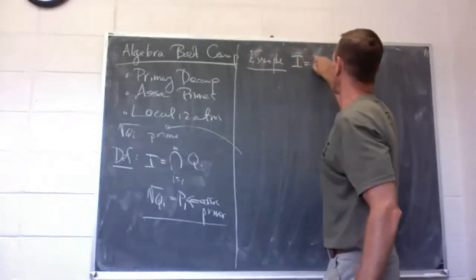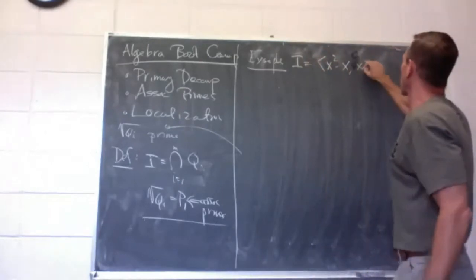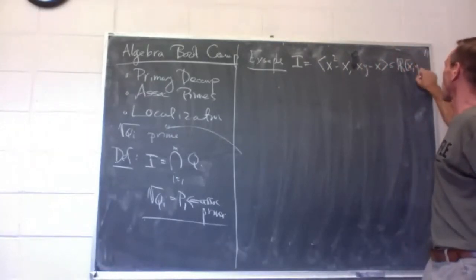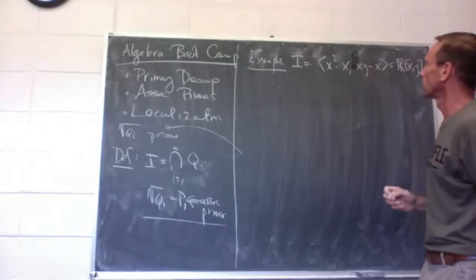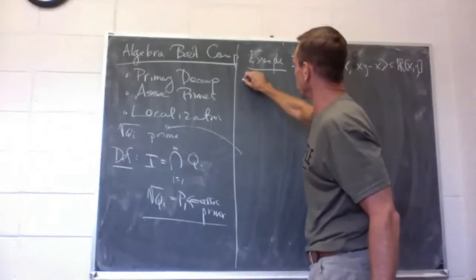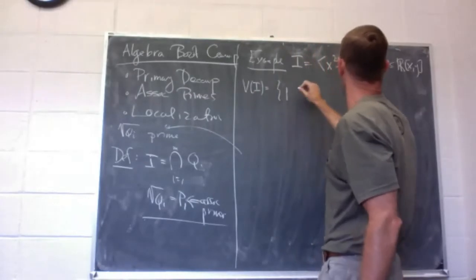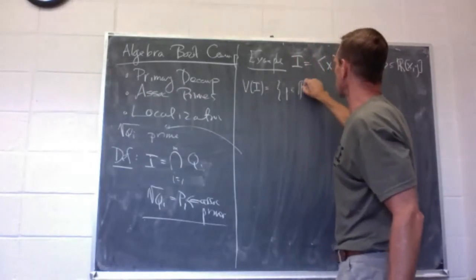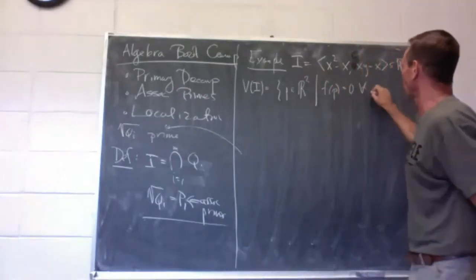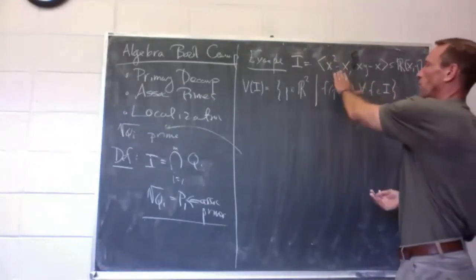Let I equal (x squared minus x, xy minus x), contained in R[x,y], the polynomial ring in two variables. Here's some ideal. When we look at the corresponding variety, it equals the set of points in R2 such that f of p is 0 for all f in I. I'm being a little cavalier here, but it's okay. This is called the variety. It's simply the zero locus of the set of all polynomials in this ideal.